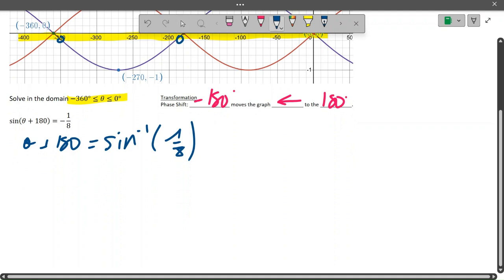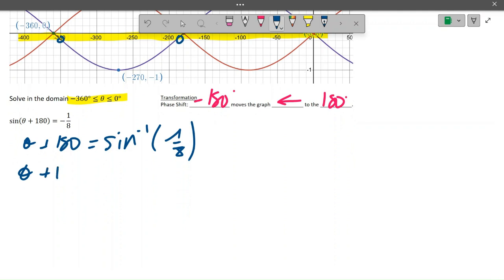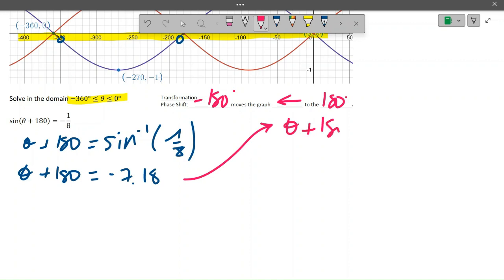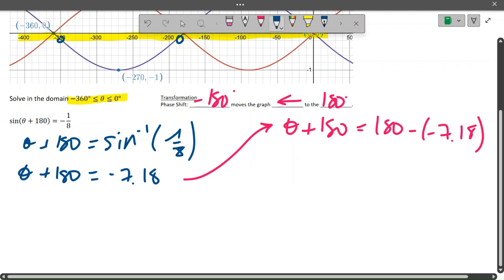Okay, so we are going to say theta plus 180 degrees, popping the inverse sine of negative 1/8 into our calculator, and we end up getting negative 7.18. Okay, at this point, we come over here and we set up our 180 degree property. So 180 degrees minus negative 7.18. Be careful here. The first time I solved this, I accidentally dropped my negative. And obviously, when you drop a negative in math, that's bad news. So just make sure, take care not to do that.